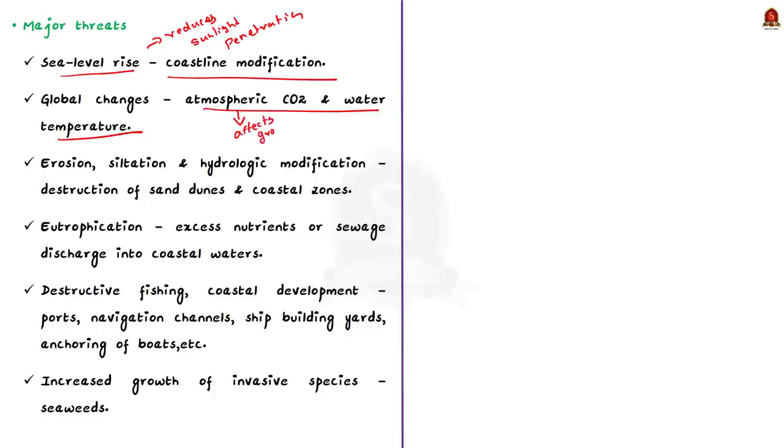The next is the issue of erosion and siltation. Erosion and siltation results in hydrologic modification causing destruction of sand dunes and coastal zones, which are the main habitat for seagrass. In addition to this, eutrophication caused by excess nutrients or sewage discharge affects the growth of seagrass.